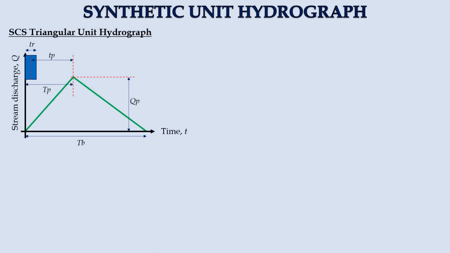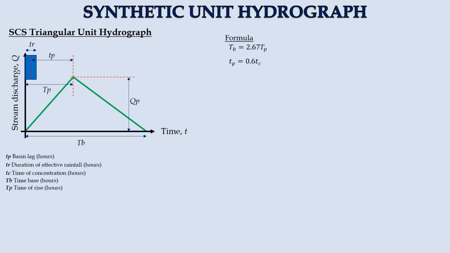A simplified model for unit hydrograph, namely SCS unit hydrograph, is another option for the synthetic unit hydrograph. This method is recommended by the U.S. Soil Conservation Services (SCS). The time base is defined by multiplying the time of rise with 2.67. The lag time, on the other hand, equals 60% of the time of concentration.